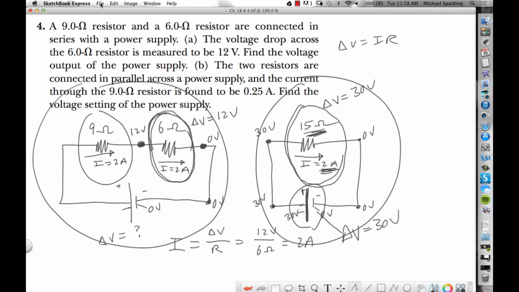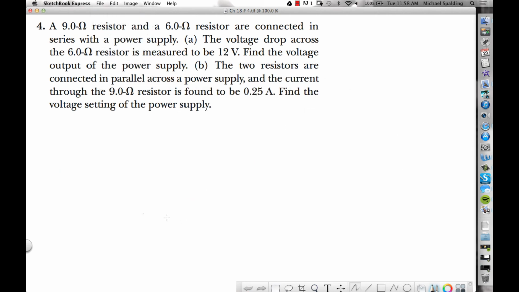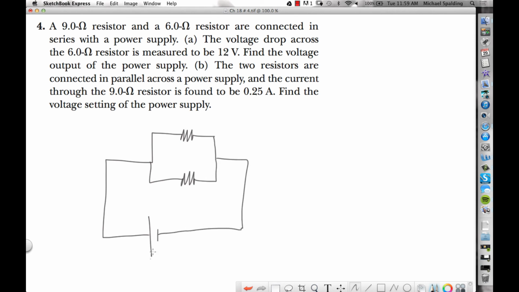All right, now let's do part B. Part B, and then we're done. Okay, part B. Now same 2 resistors in parallel. So the circuit branches. This one's a little quicker. So we got the battery here, 9 ohm, 6 ohm, and they give us the current through the 9 ohm. The current going up here is equal to 0.25 amps. From this info, they want us to figure out the voltage of the battery. Pretty easy, right?